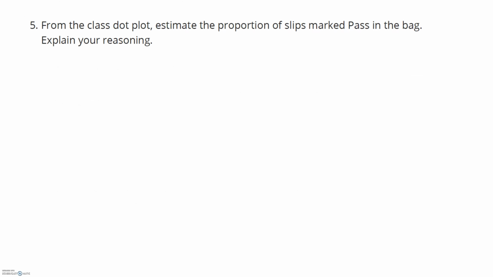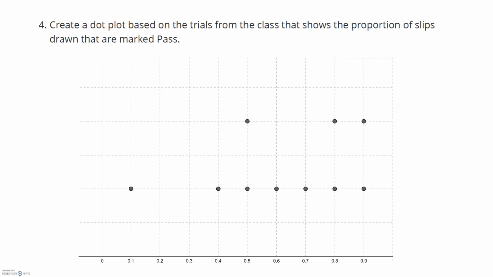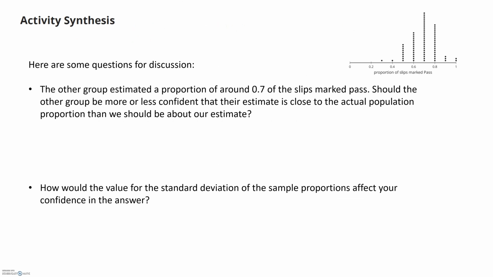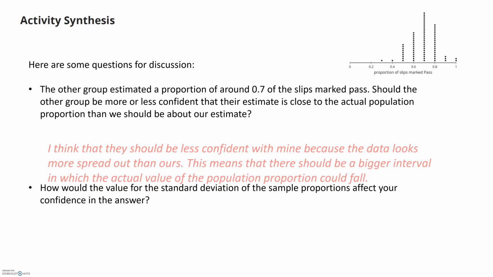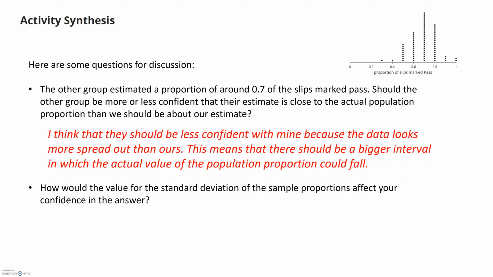So you can see how my data will vary. This is really spread out because it's not enough. But this one right here seems reasonable, right? So it says here, should the other group be more or less confident that their estimate is close to the actual population proportion than we should be about our estimate? Mine, I will be skeptical of mine, because the data is really spread out.